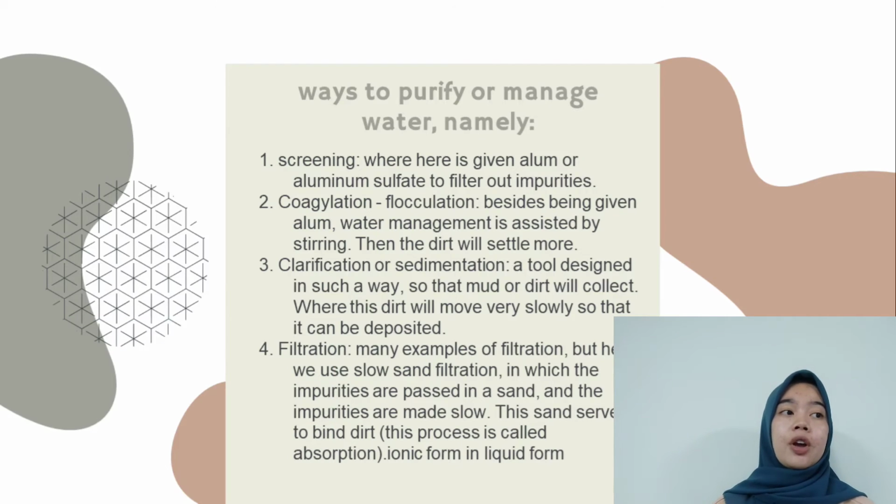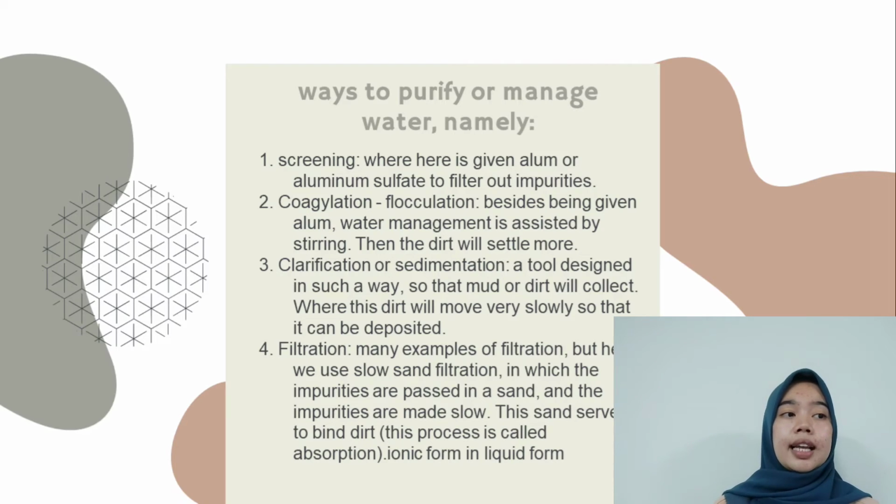Ways to purify and manage water: the first is screening, where water is given alum or aluminum sulfate to filter out impurities. And the second, coagulation and flocculation. Besides being given alum, water management is assisted by stirring. Then the dirt will settle more.